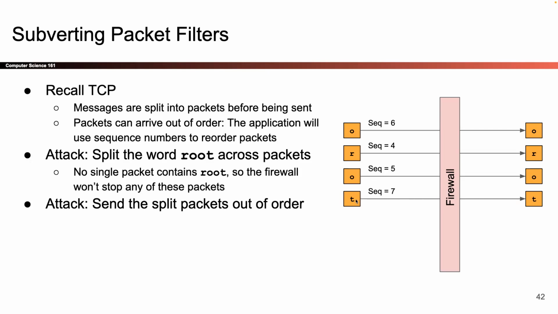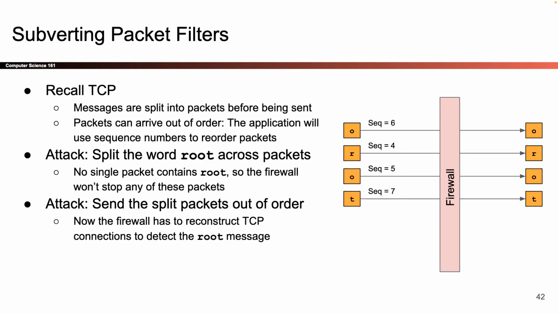So maybe this firewall got a little bit smart. It's like, actually, even across different packets, if I see ROOT, I'm going to stop and deny it. But maybe the way you can get around that is you can send them out of order. So I could say, I'll send the O first and then the R. So I'll swap the order of those two. And now the firewall gets even more confused because it says, well, that spells OROT. That's not root. So maybe the firewall lets these packets go. But then on the other side, when they reassemble using the sequence numbers, they do get root. 4, 5, 6, 7, that's root.